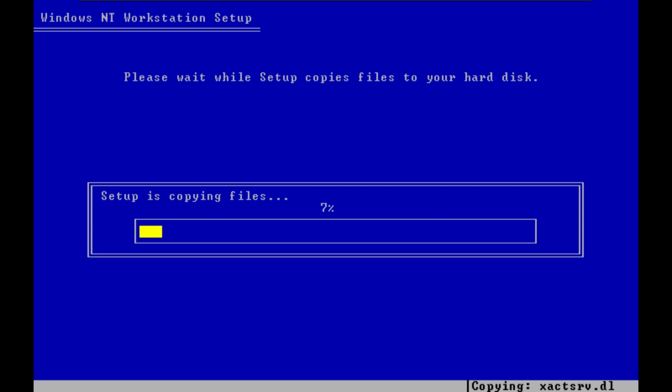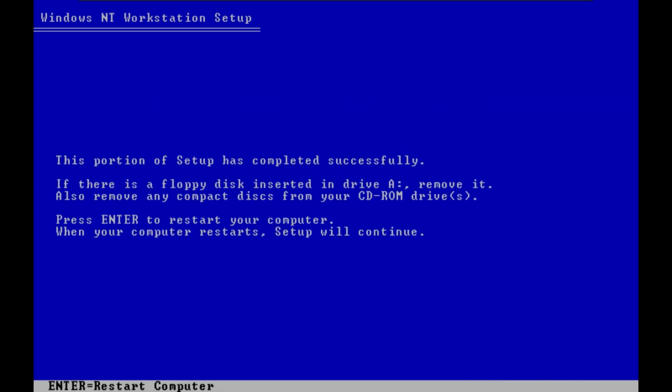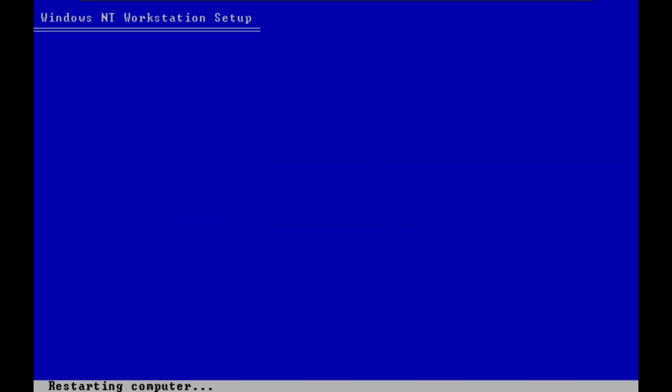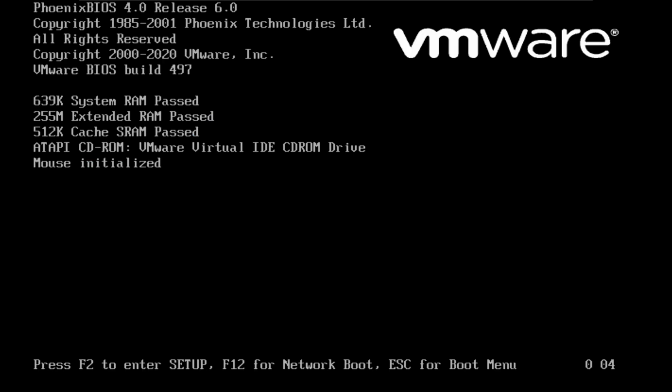Mainstream support for Windows NT4 Workstation ended on June 30th, 2002, followed by extended support ending on June 30th, 2004.